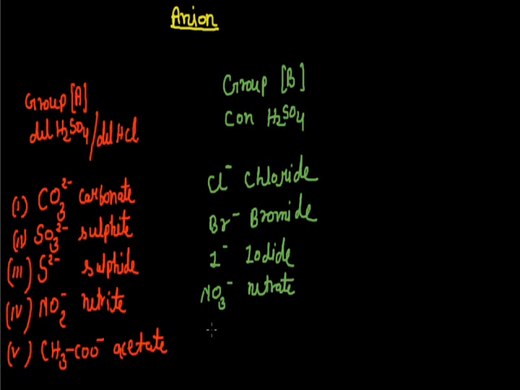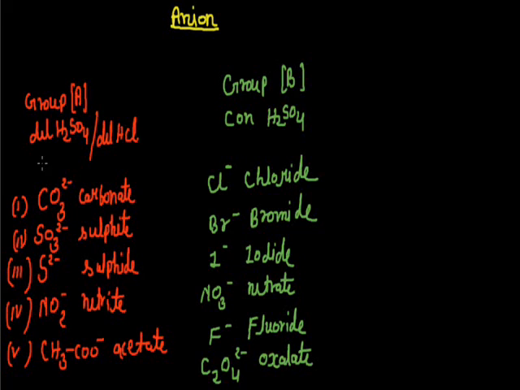And the fifth is fluoride, also called an interfering radical. And next, the sixth is oxalate, that is C2O4 2 minus. So these six groups make up the concentrated H2SO4 group, meaning the anions of these groups do not react with dilute H2SO4 but readily react with concentrated H2SO4 and give their presence.